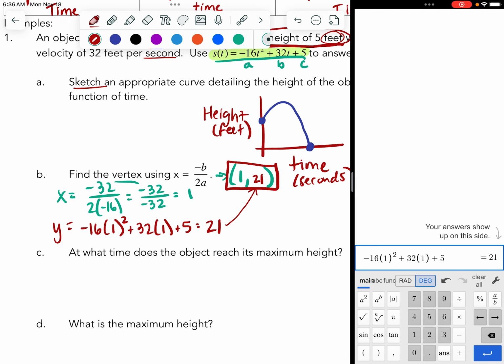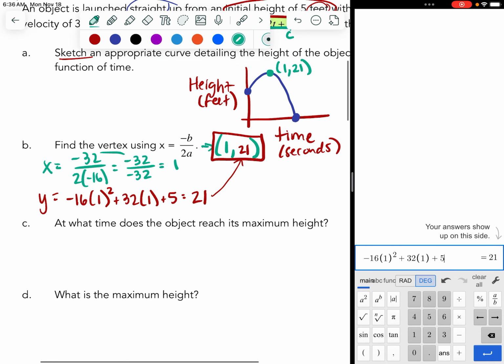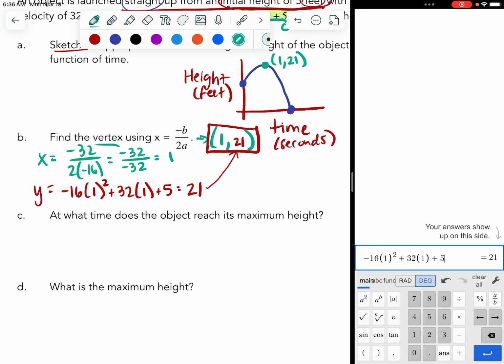Okay, so that's all that question asks. Just find the vertex, right? So think about that on your graph. I'm just going to plot that on the graph. That would be the highest point. We know that that's at 1, 21 now. That's your vertex.